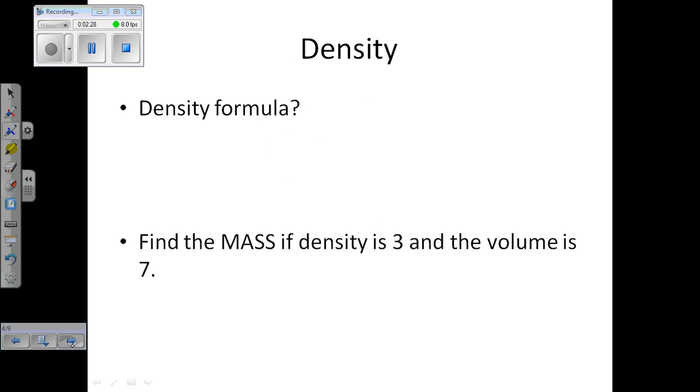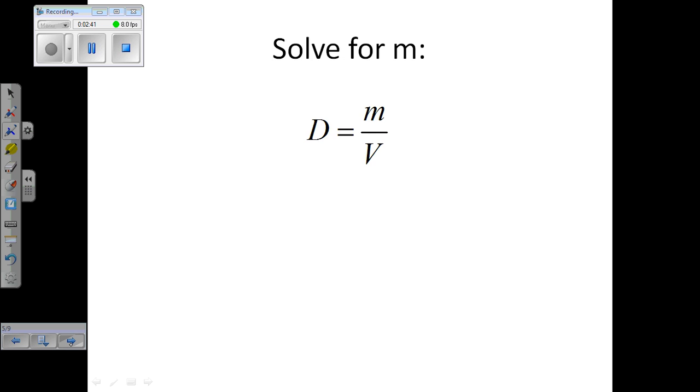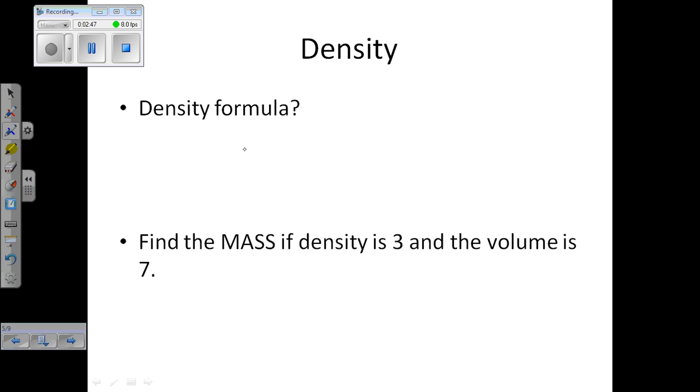Let's try another. The density formula. You've probably talked about the density formula in science class. If you haven't, the density formula is density equals mass over volume. So density is equal to m over v.